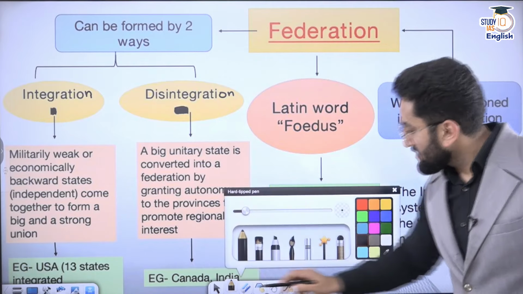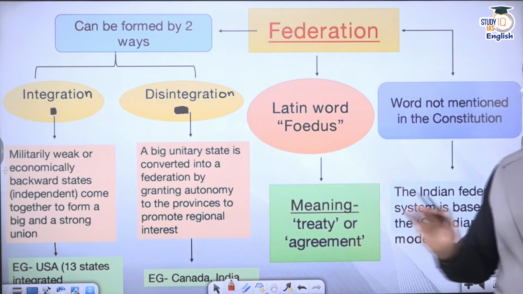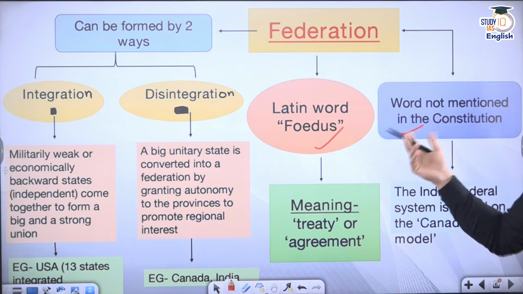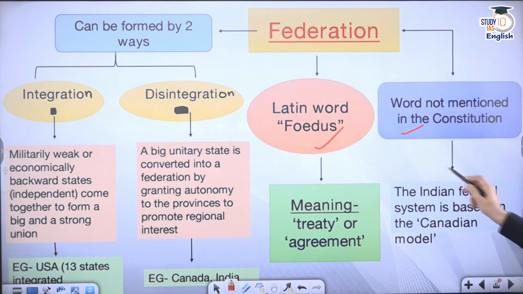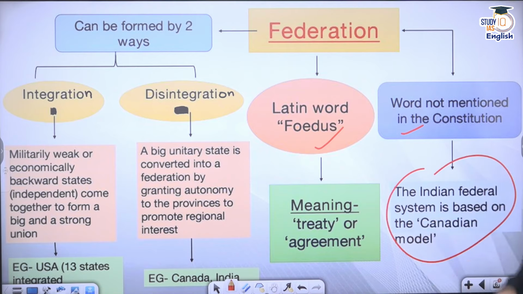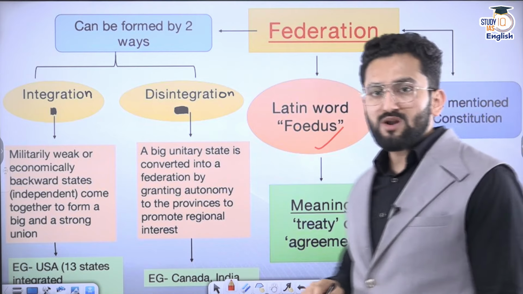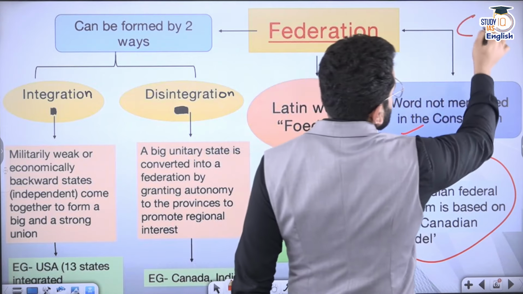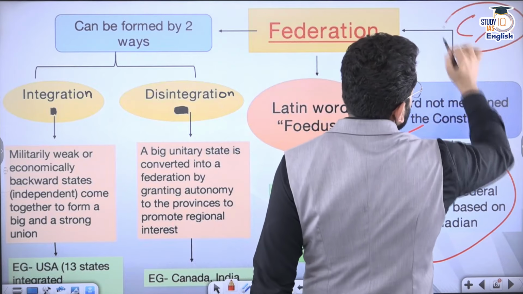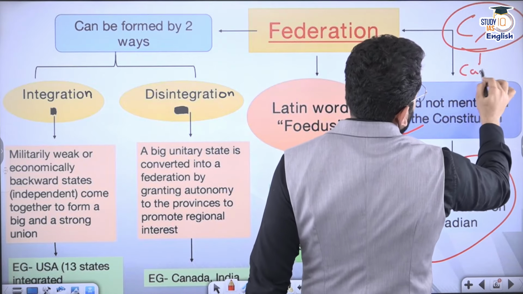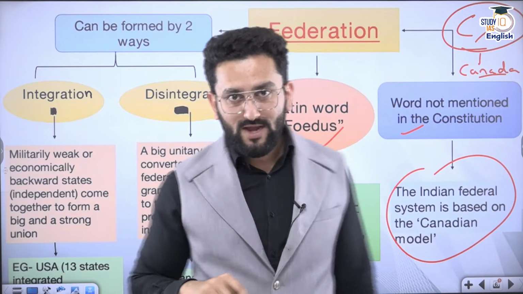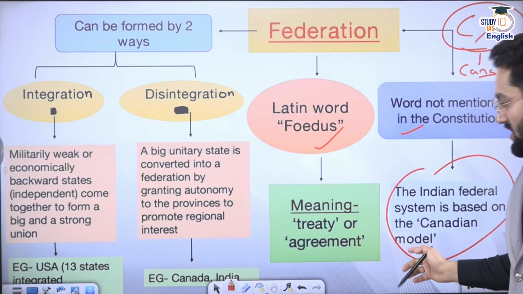Now, just take a look at what is clear to you. Federation, you are clear with this definition, and you are clear that this idea is not mentioned in our constitution. The Indian federal system is based on the Canadian model. What does it mean? It means in our case, the center is more powerful than the state. This model was adopted by Canada and we have adopted it also. That is why we call it the Canadian model.